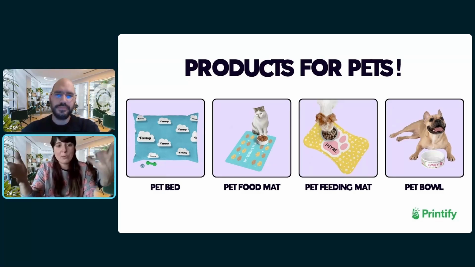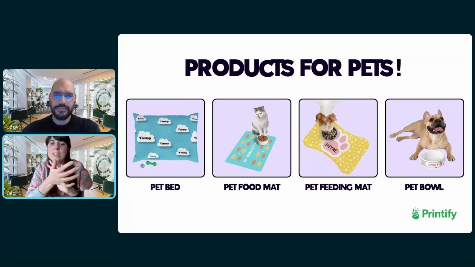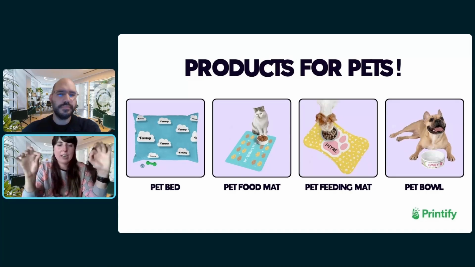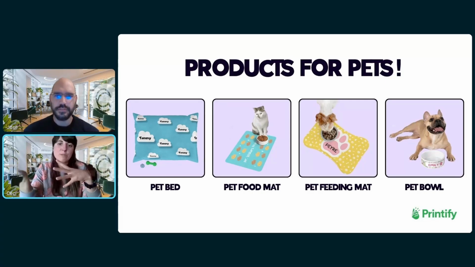We have the pet bed, which is super nice. In this case, I just put a background with some clouds and the name, but you can personalize it any way you want. Even put the face of the dog in there, or cat. Then we have food mats and feeding mats. These products are very similar, but the food mat is a really thin carpet, and the feeding mat is plushy and has a bone shape. And then, of course, the bowls so they can eat and drink.